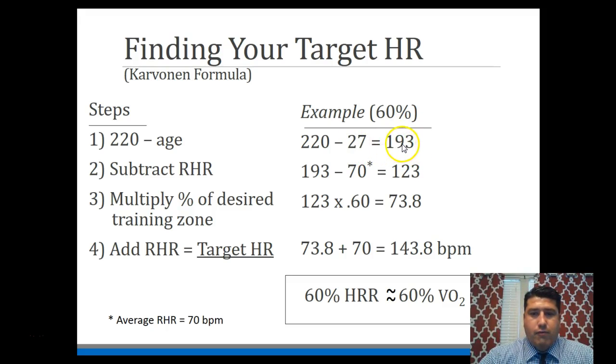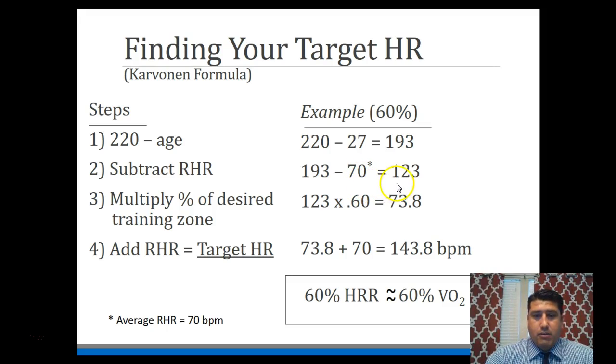Okay. Now, from 193, that's maximum heart rate, I subtracted resting heart rate. For this example, I inserted the number 70, just because that's the average resting heart rate for Americans. You have to be able to determine your own resting heart rate. Okay, if your resting heart rate is 40, then you would input 40 in this slot right here. If it's 35, then put 35. If it's 135, then put 135 right here.